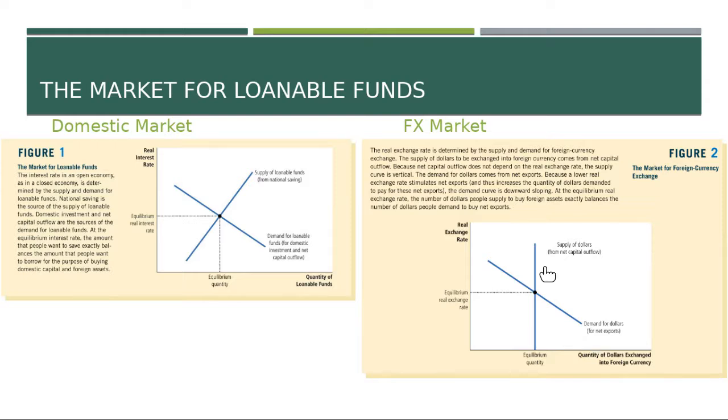Now, where these two intersect, where the supply of dollars from net capital outflow and the demand for dollars intersect, this determines what we consider the equilibrium real exchange rate. Basically, the demand for US dollars from net exports and the supply from net capital outflow inform the value of a currency in FX markets, or in this case, inform the value of the United States dollar and its ability to purchase other currencies abroad.